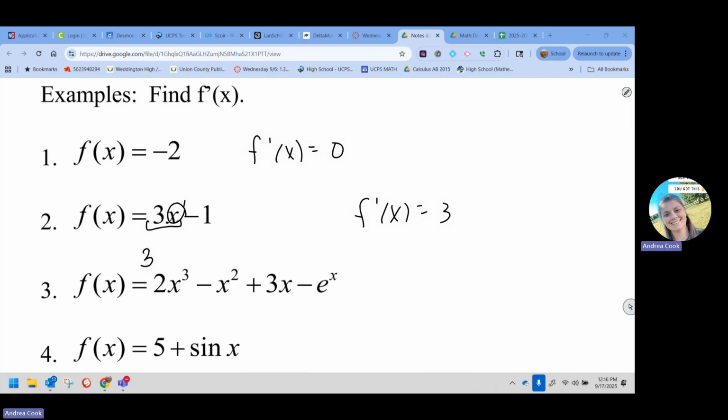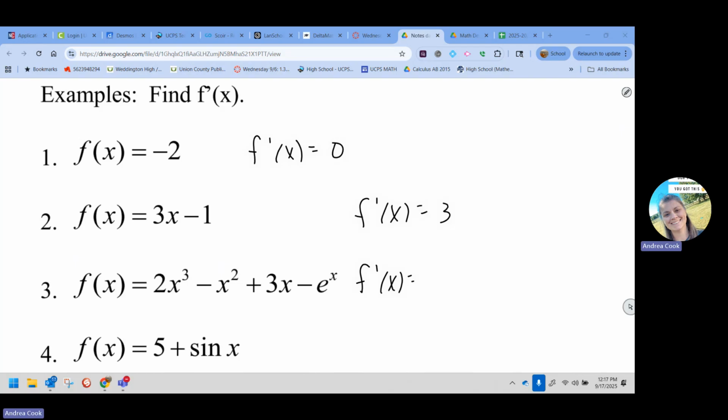That counts as x to the 1. So that becomes 1x to the 0. I bring the exponent to the front, and then I subtract 1 from the power. So I get 1 x to the 0, and then x to the 0 is 1. So this part just turns into a 3. And then the minus 1 is a constant that's off by itself, and the derivative of a constant is 0. So that's how I end up with just 3. But since it's a linear function and I know the slope of that line is 3, I already could have just known the derivative was 3.